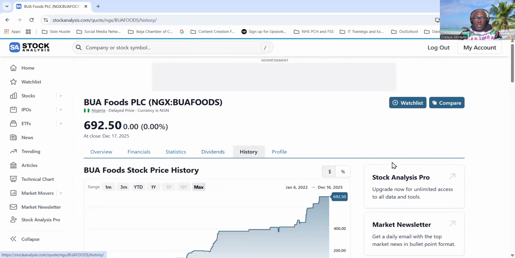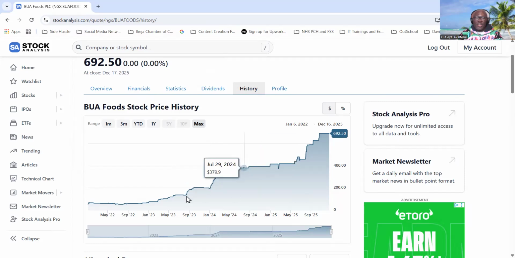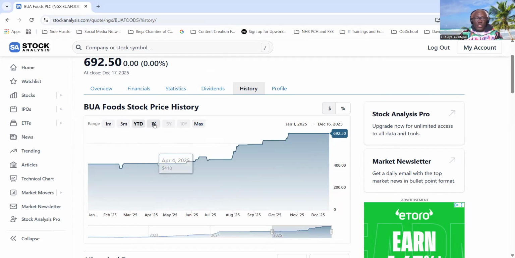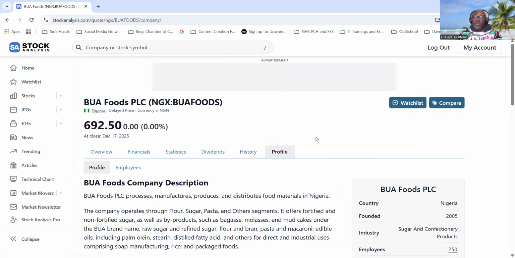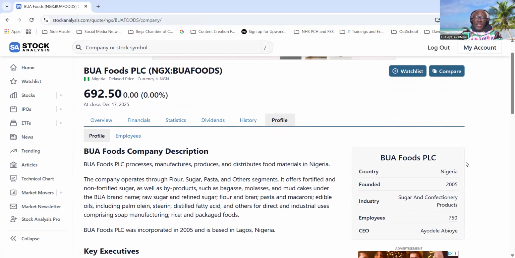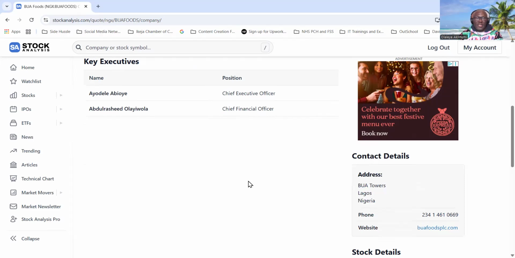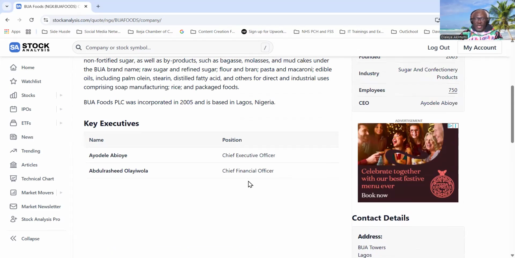You can also see the history of how the stock has performed, the capital growth. You can look at 1 month growth for the stock. You can look at 3 months. You can look at year to date, 1 year performance, and you can look at a maximum. And you can look at the profile of the company. You can do this for each stock that you enter onto this website. So it tells you when the company was founded, the industry, how many employees, the name of the CEO. So you can see a lot of things about each stock you enter.